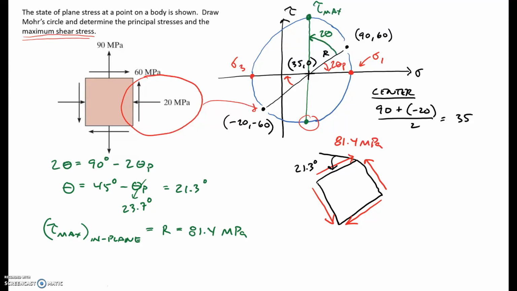Not entirely done, because notice that this doesn't just transform into pure shear. Sure, you get a shear stress of 81.4. However, there is an x-coordinate that accompanies that maximum in-plane shear stress. And notice the x-coordinate for both points, top and bottom of the circle, is really just the center point. And that is a positive 35 for both. So that means that the normal stress on both faces, both directions, ends up being 35 megapascals.